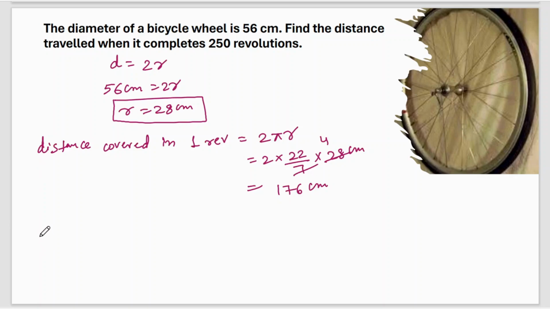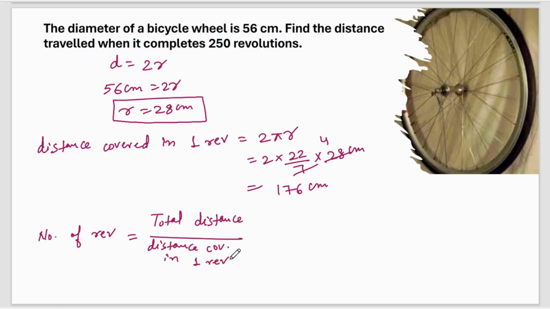So we know the formula: number of revolution equals total distance covered divided by distance covered in one revolution. So what is the total distance they have covered? That we have to find out.